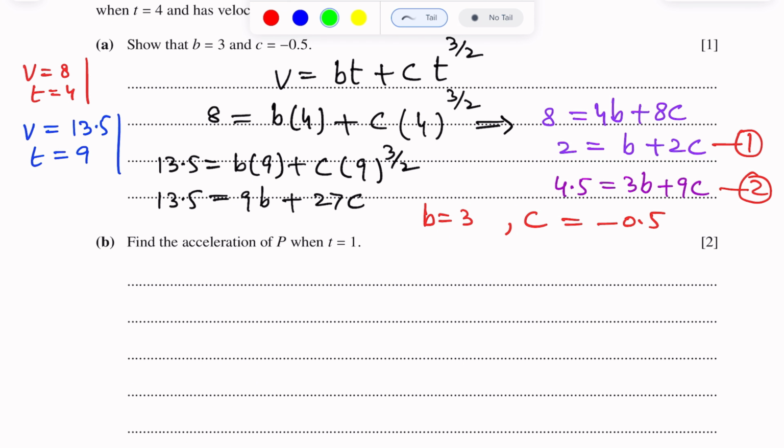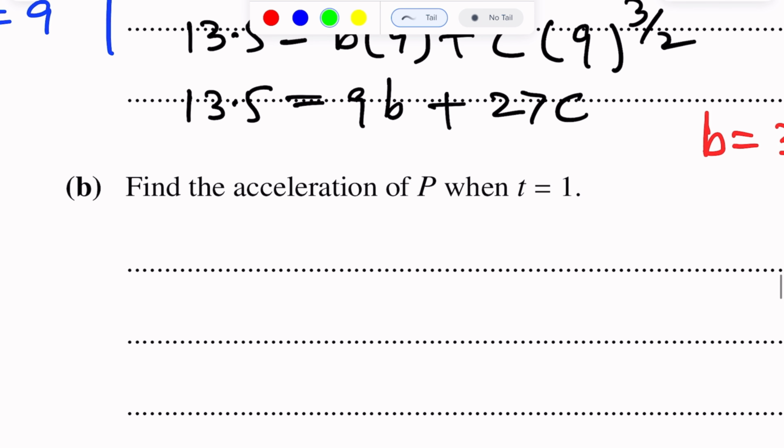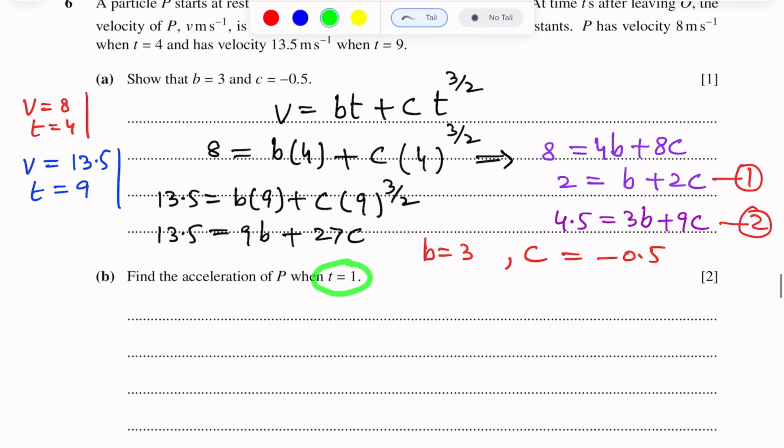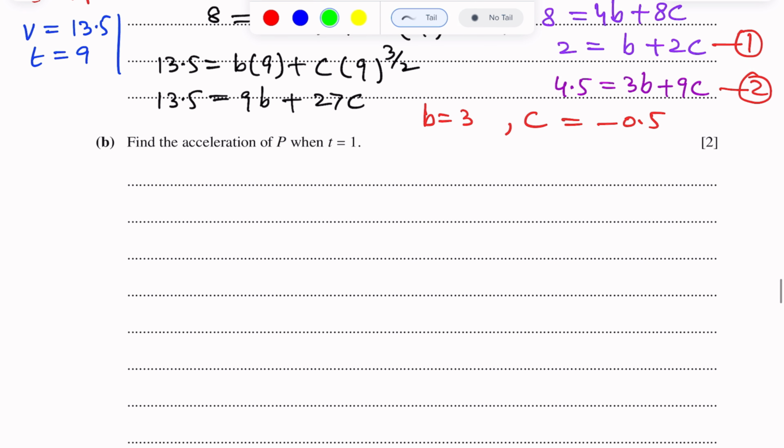Now, part B of this question is: find the acceleration of P when t is equal to 1. First of all, we will put the values of B and C we have just found in the velocity-time relation. We can also say that this is a velocity-time relation.